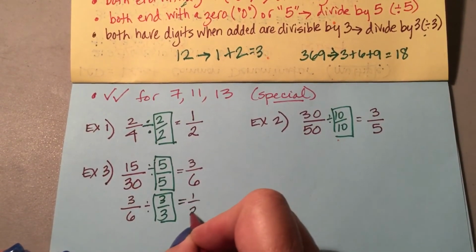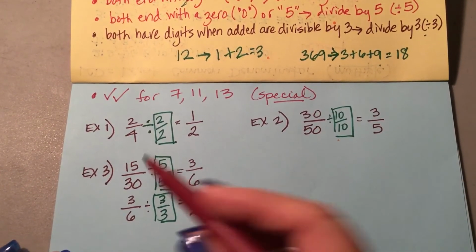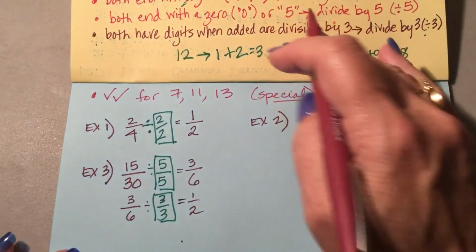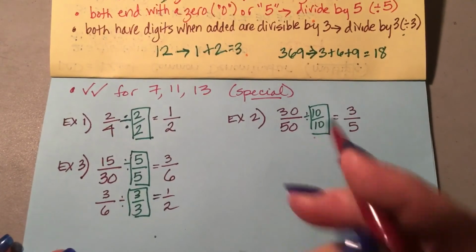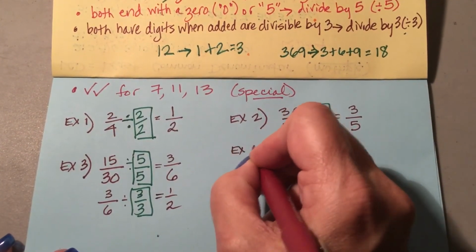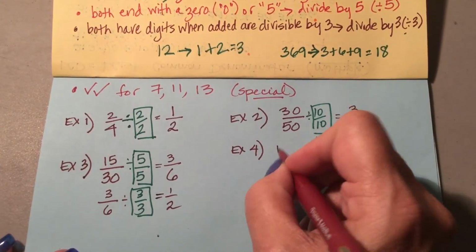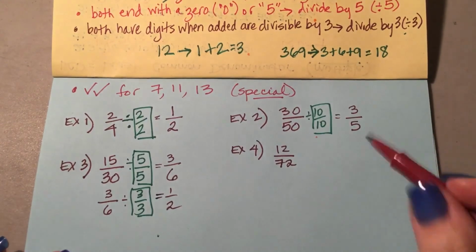with 1/2. Now, we could have picked a larger number, couldn't we? 15 went into both numbers, things like that. So you can't always pick larger numbers, but if you stick with these divisibility rules, even if you have to do it twice, it will help you if you struggle with this idea. Okay, so let's do example 4. Example 4 is 12 divided by 72. And then what we're going to do is think about that.